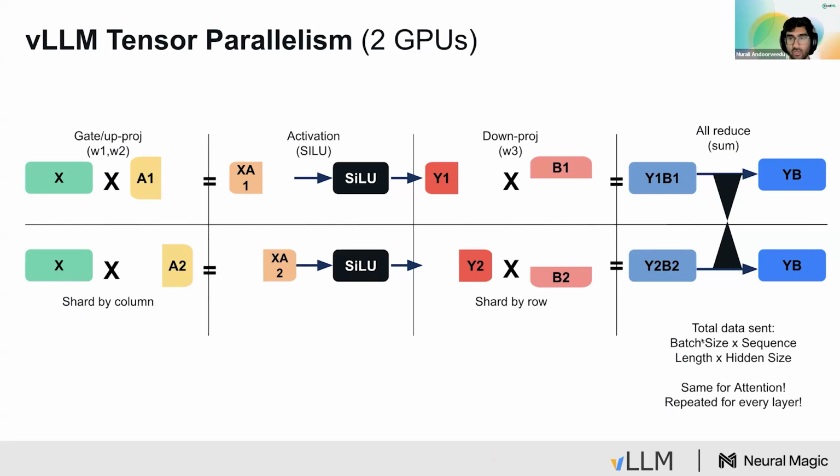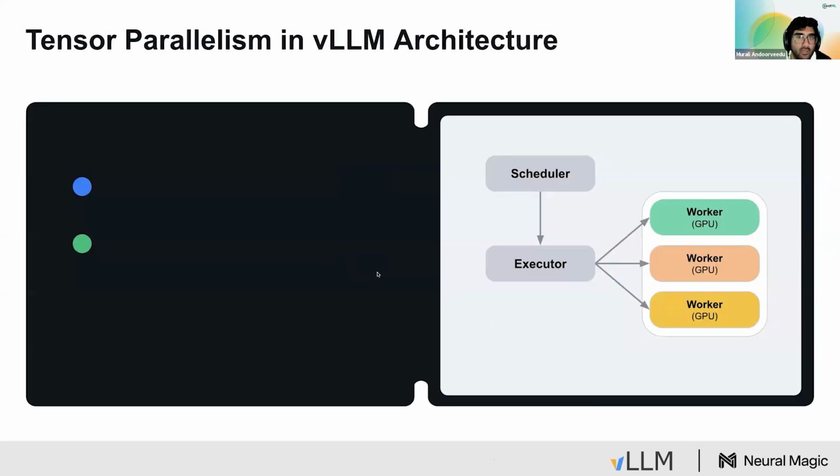The last thing I'll touch upon in this slide is that the data sent from one GPU to the other GPU is going to be of size batch size times sequence length times hidden size. And this is repeated also for attention. We just covered the MLP here. And then it's also repeated for every layer. So you can see some of the trade-offs here. You do have to pay this communication cost.